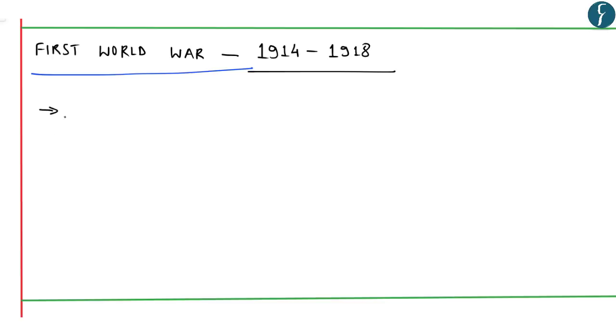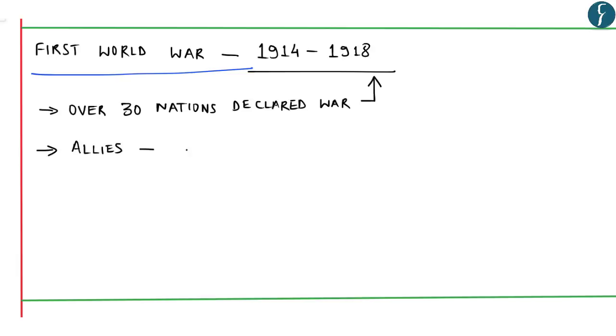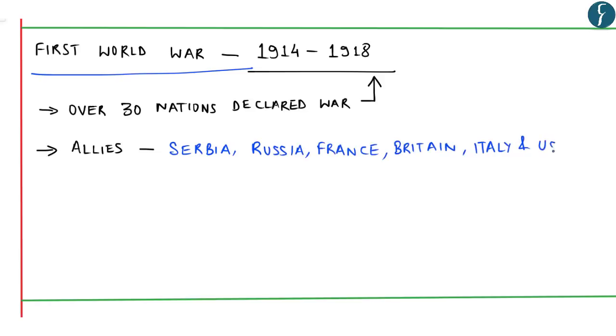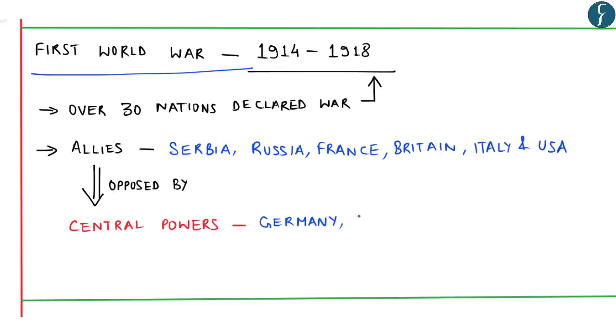Now over 30 nations declared war between 1914 and 1918. The majority of the nations joined on the side of the Allies, including Serbia, Russia, France, Britain, Italy, as well as the United States of America. And these Allies were opposed by the Central Powers. The Central Powers constituted Germany, Austria-Hungary, Bulgaria, as well as the erstwhile Ottoman Empire, currently Turkey.